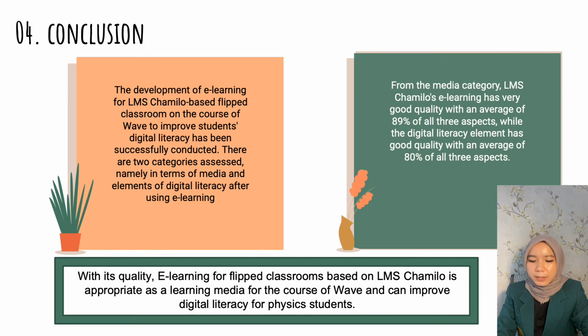There are two categories of assessment, namely in terms of media and elements of digital literacy after using e-learning. From the media category, LMS Chamilo e-learning has very good quality with an average of 99% of all three aspects, while the digital literacy element has good quality with an average of 90% of all three aspects. With this quality, e-learning for flipped classroom based on LMS Chamilo is appropriate as a learning media for the course of wave and can improve digital literacy for physics students.